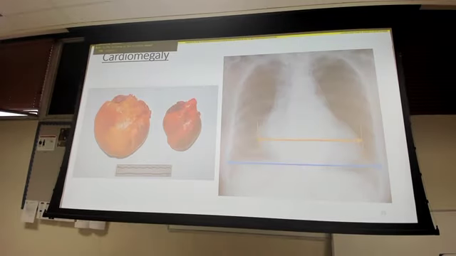All right, 10-minute break. Oh, real quick, cardiomegaly, do the chest x-ray. You can see how big that thing is. If you look over here, you got the normal heart and the enlarged heart. So not good. All right, take a break.